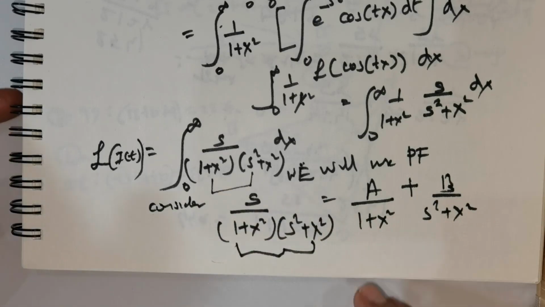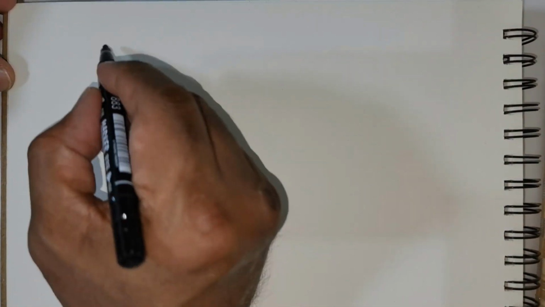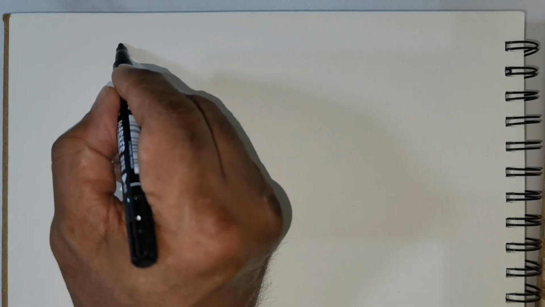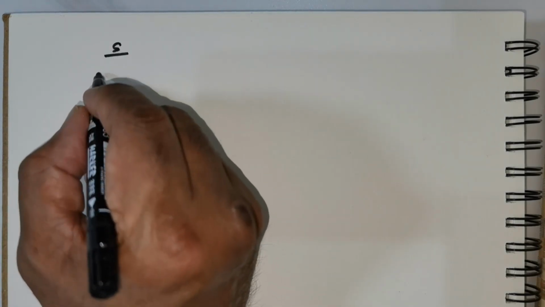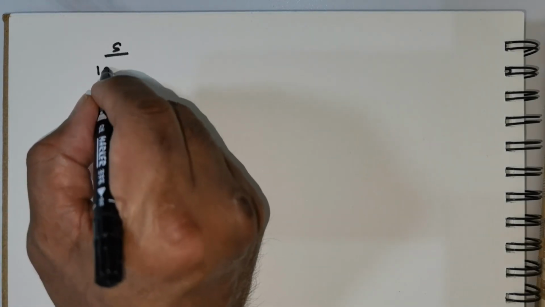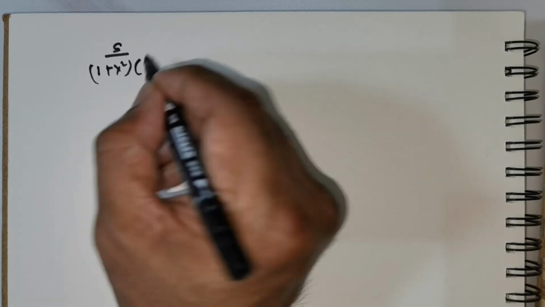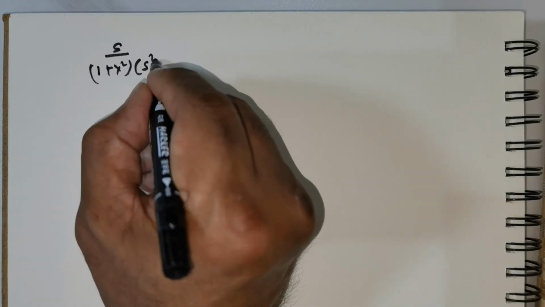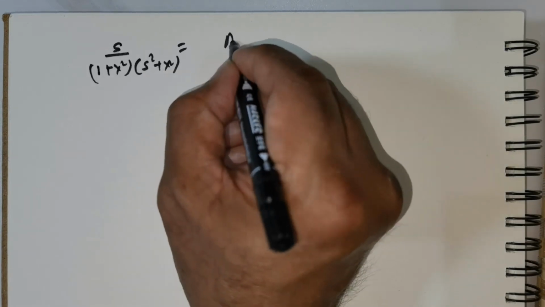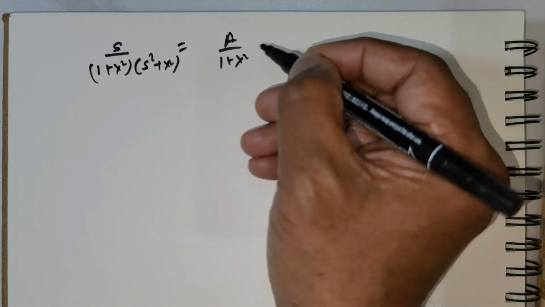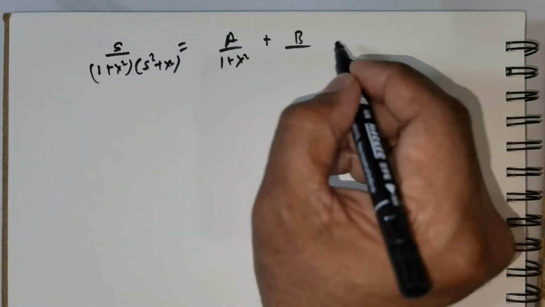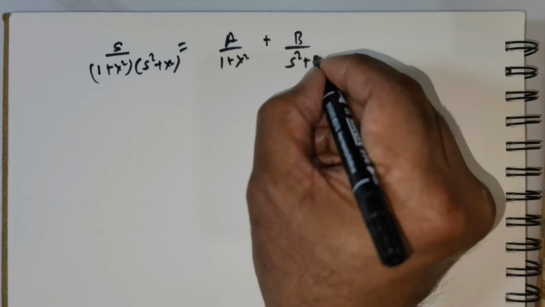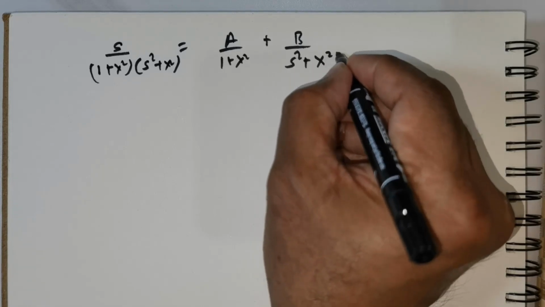So having got this, let me flip and go to the next page. So I need to now do the partial fractions. So let us do the partial fractions. What we got is s over (1 + x²)(s² + x²), I'm rewriting it, equal to A over (1 + x²) + B over (s² + x²).